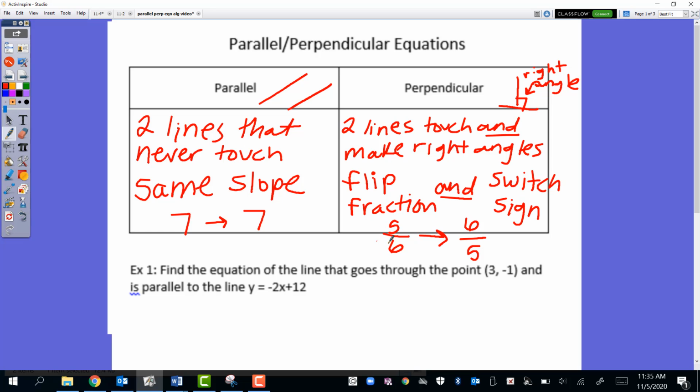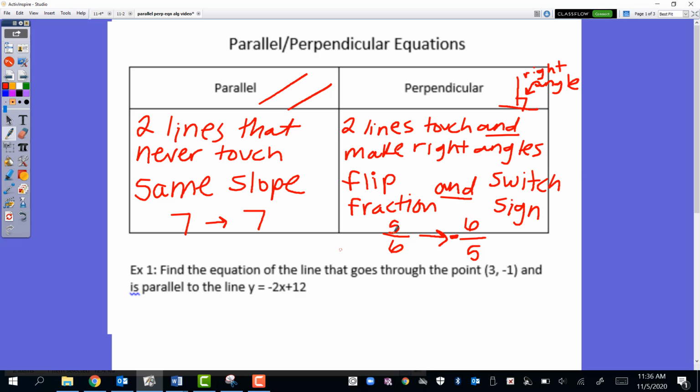And they switch the sign. So this first fraction was positive, so I'm going to switch from positive to a negative 6/5. That does not mean both of these numbers need to be negative, just overall the fraction is negative. That's the key for perpendicular. One of the fractions has to be positive and the other one has to be negative. In parallel, they're either both positive or both negative.